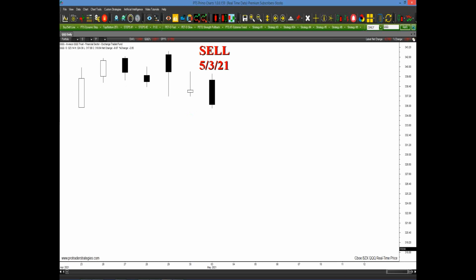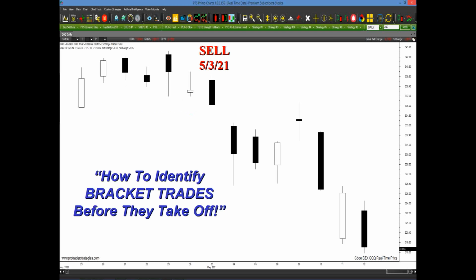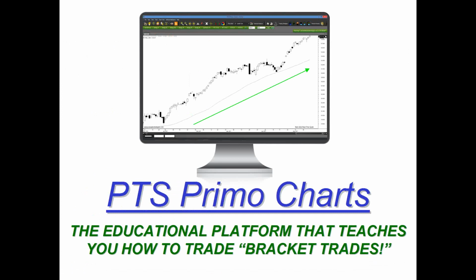And we all know what's happened currently in the markets. As you can see, we've gone straight down. This was a current chart taken up until just a few hours ago. And this was an actual bracket trade setup that I'm going to be sharing with you and show you exactly how you could have taken advantage of this. The good news, once again, is that this is automatically done for you on our platform, the PTS Primo Charting Platform. This is the educational platform that actually teaches you how to trade bracket trades.